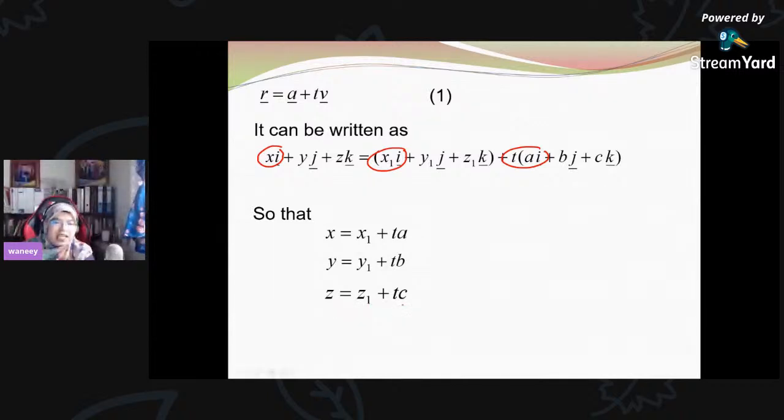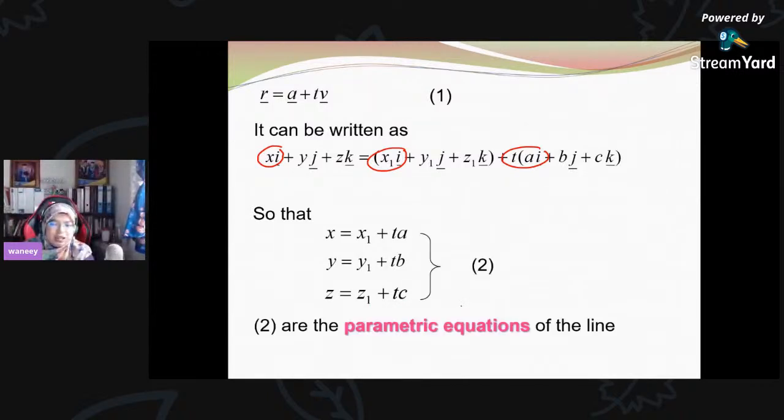And this is actually called the parametric equation of the line. Why do we call it a parametric equation? Because basically x, y, and z are expressed in terms of another parameter called t. So t is the parameter. That is why we call it the parametric equation of the line. So simply put, it has three equations: x, y, z.